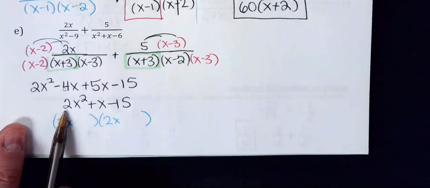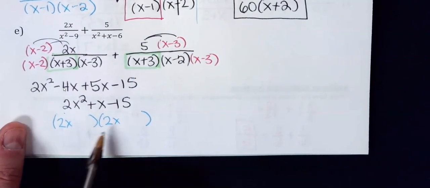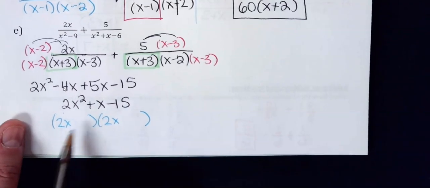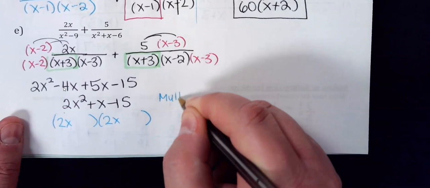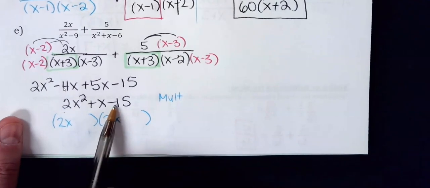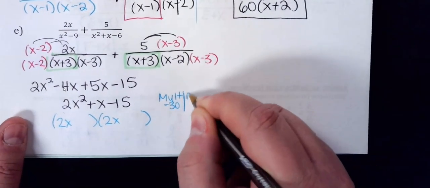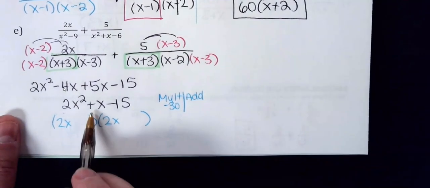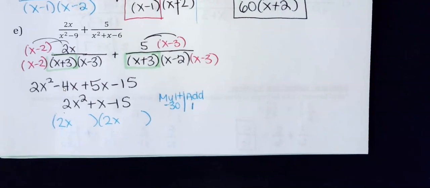Just take that first term, which is 2x squared, drop the squared, and put that at the beginning of both of your factors. This will not be the answer, but this is the fastest way I have ever learned to do this. Okay, you're going to multiply a times c, in ax squared plus bx plus c. So 2 times negative 15, first and last. This will be negative 30. And add to get the coefficient in the middle, which is just 1x, so just 1.